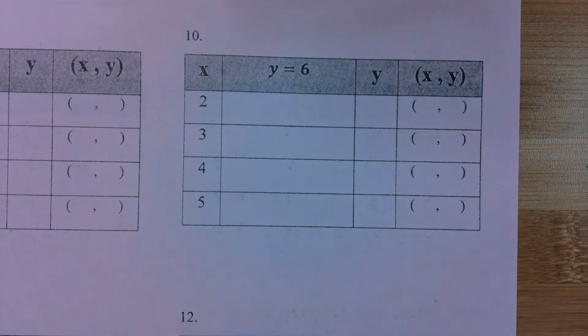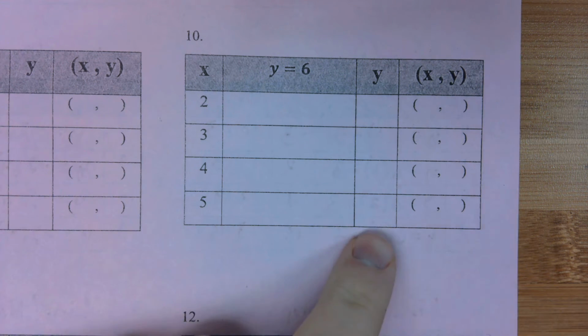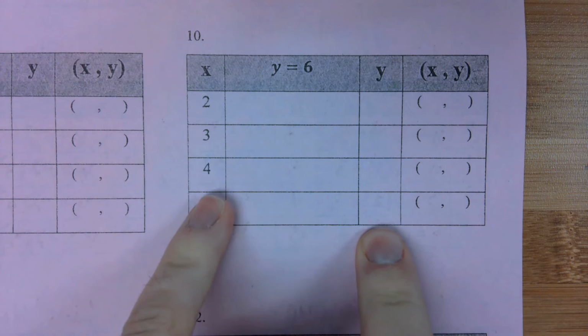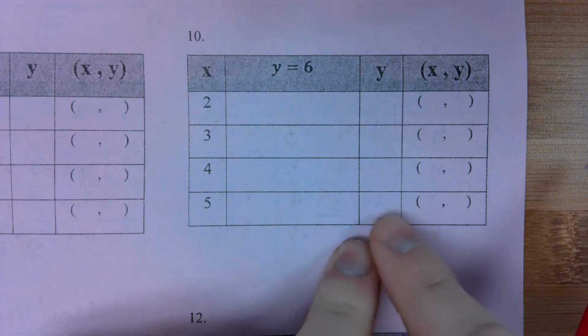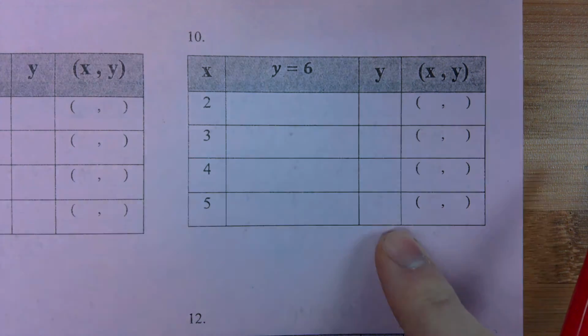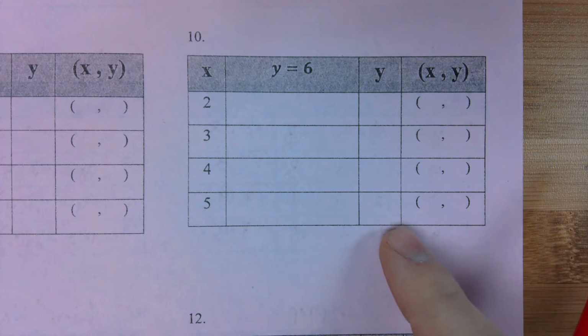Okay, so number 10, a little bit weird, right? Because what are we missing in our function here? We're missing x, right? We don't have anywhere to plug in our x values. What are we looking to find out of this table? We know what our x values are, but what are we looking to find? Our y values, right? That's what we're doing for all these problems, is we're trying to figure out what the y value is equal to.